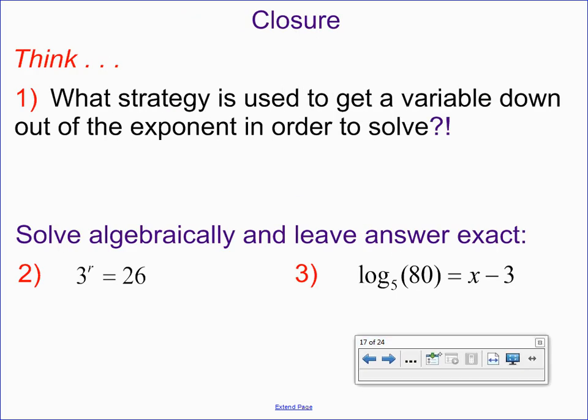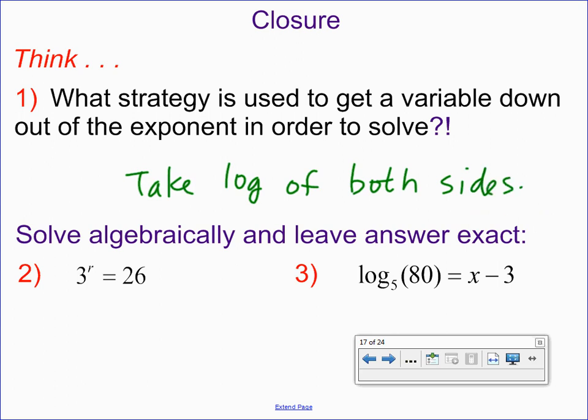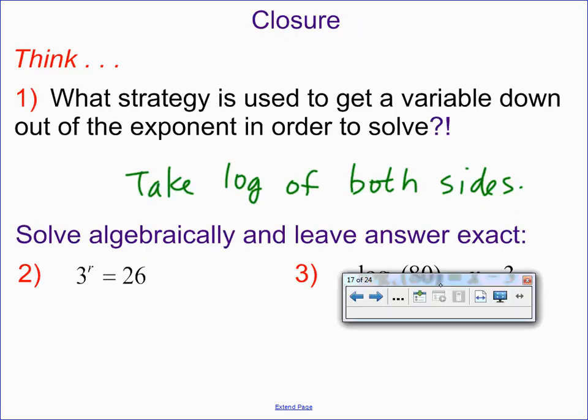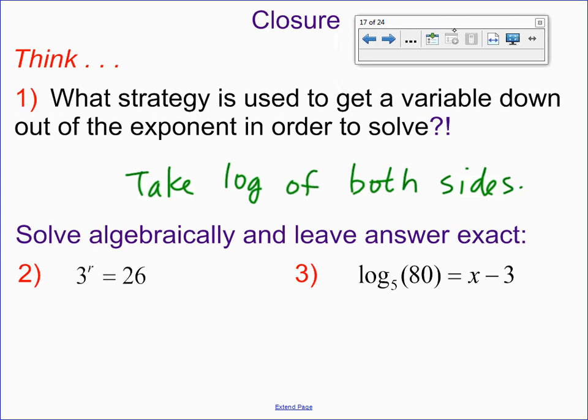Okay, so what strategy is used to get a variable down out of the exponent in order to solve? What do we do to both sides? Jackson? Absolutely. We take the log of both sides. That's a new strategy. Awesome. Go ahead and solve these two and be ready to share.